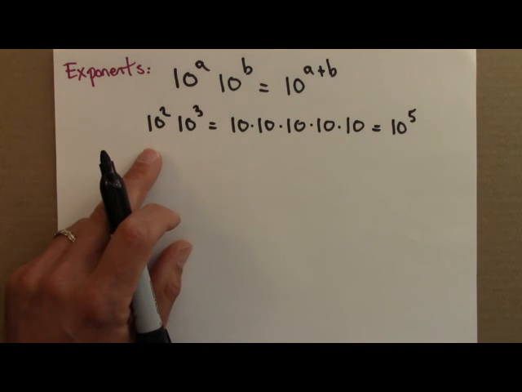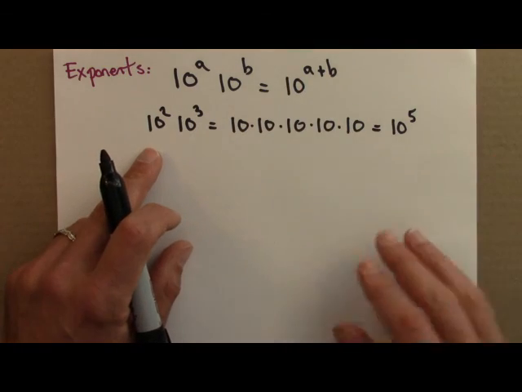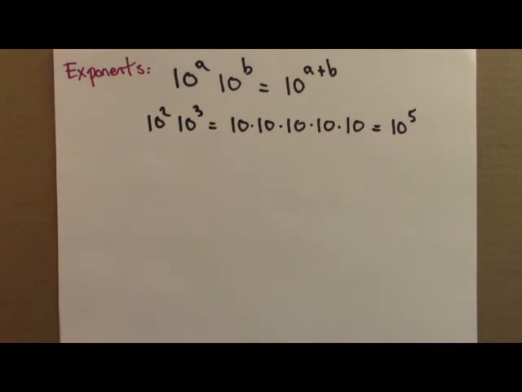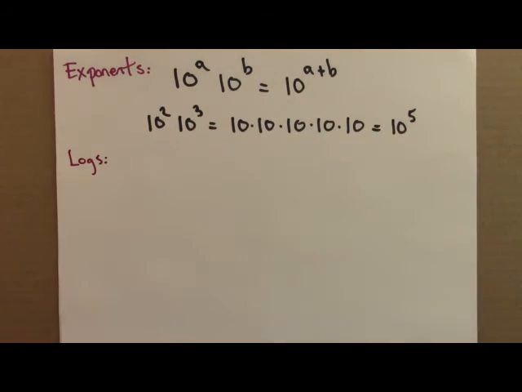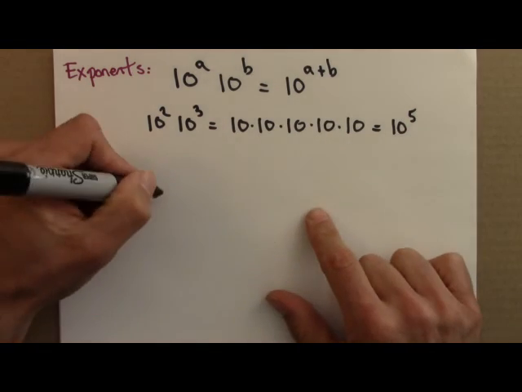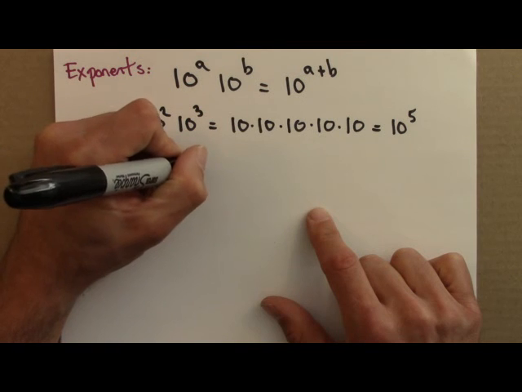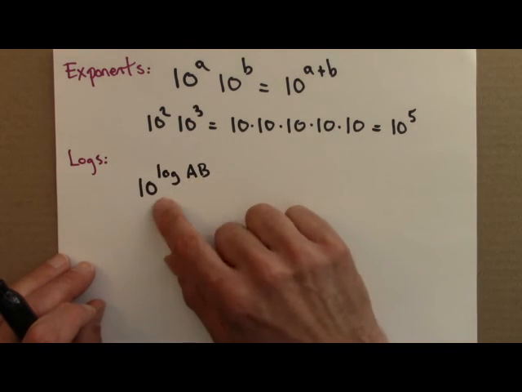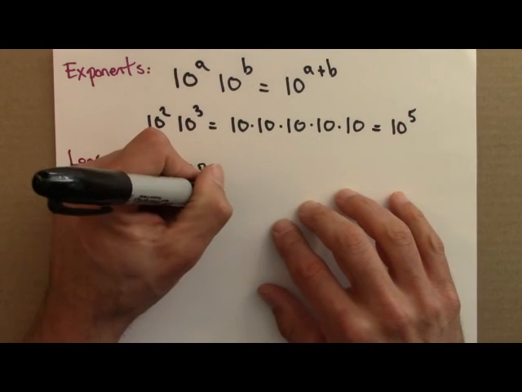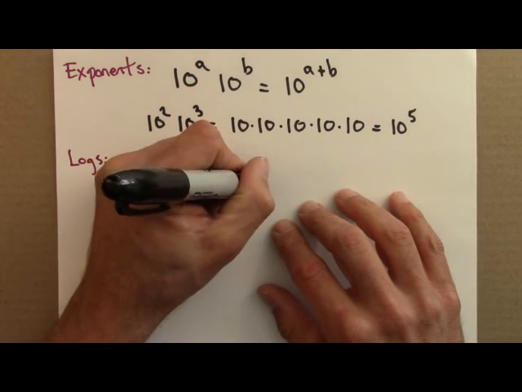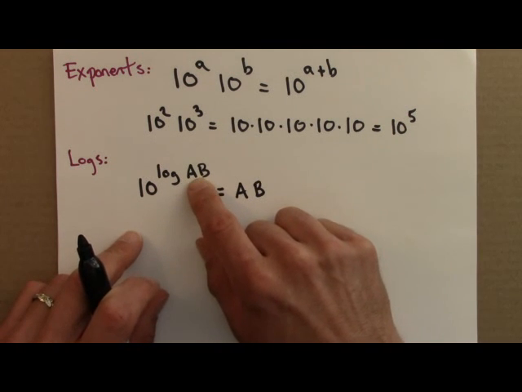So now we're going to use this property in the context of logs, and we'll derive a log property. There are a lot of ways to do this. Here's how I did this. All right, so now we'll do this with logs. Suppose I have 10 to the log AB. Well, as I said before, exponents and logs undo each other. So 10 to the log AB is just AB. That's just the definition of a log, but instead of x, I have AB, whatever AB is.